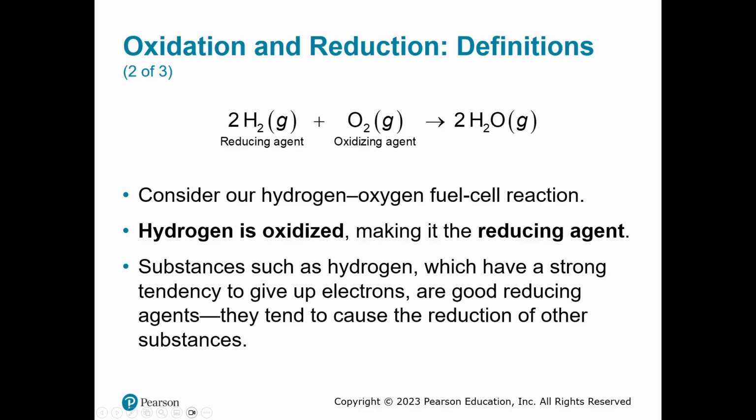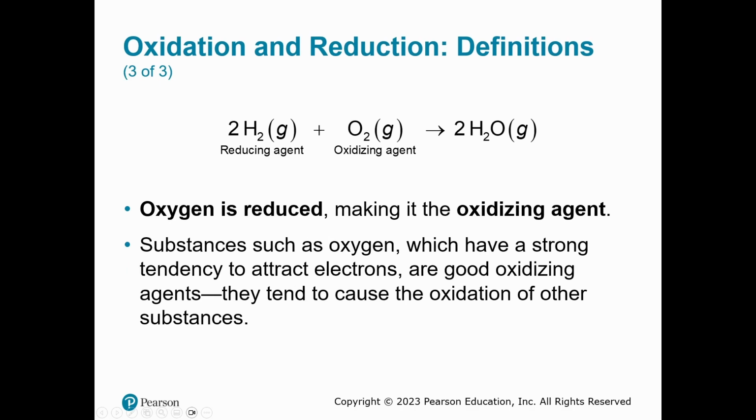And so here we have a common reaction. H2 plus O2 goes to water. Now, in this reaction, hydrogen is being oxidized, making it the reducing agent. Like I said previously, the thing that is oxidized does the reducing. Whatever is doing the thing is called the agent. So whatever is doing the reducing is called the reducing agent. Likewise, whatever is doing the oxidizing is the oxidizing agent. The oxidizing agent is then reduced.